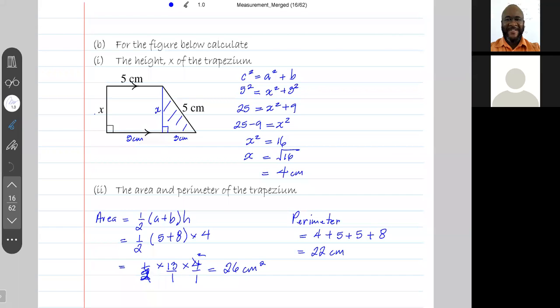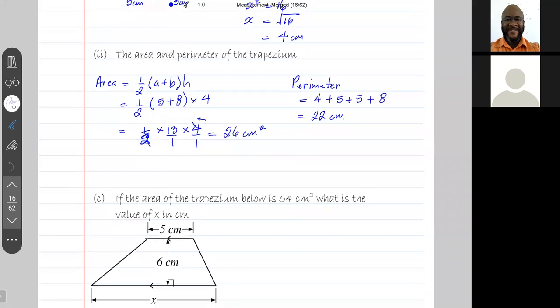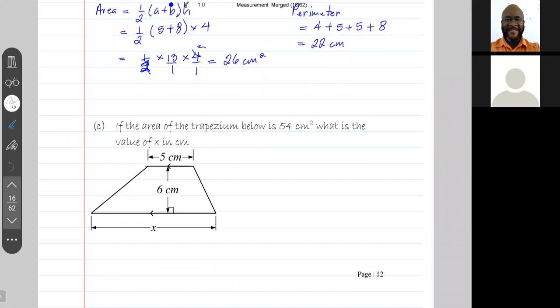All right, so let's go to the C part of the question. C says, if the area of the trapezium below is 54, so in this case, we're already given the area. What is the value of X in centimeters? So we're given the area and we're asked to calculate the length of one side. So this is what I normally tell students to do. I normally tell students to write the formula.